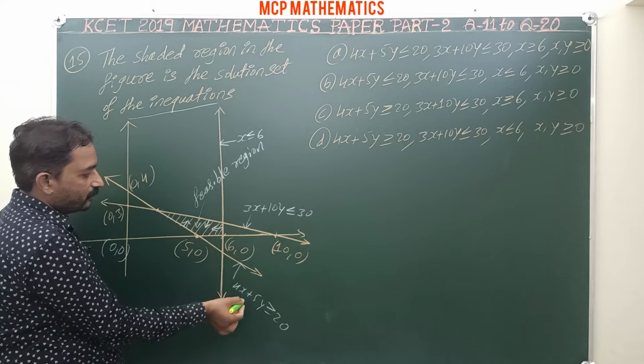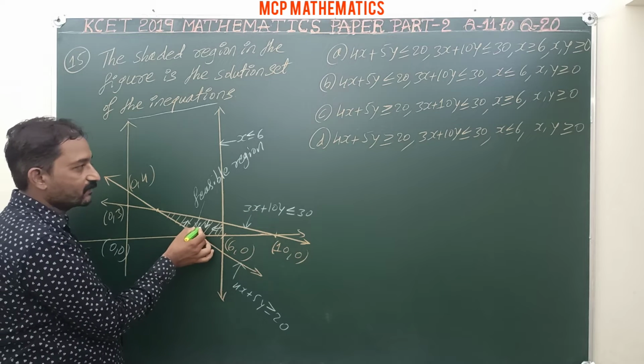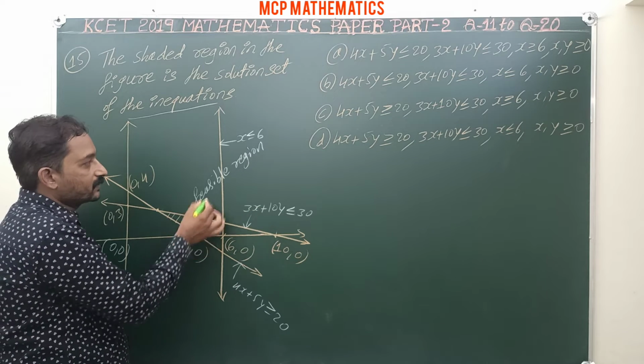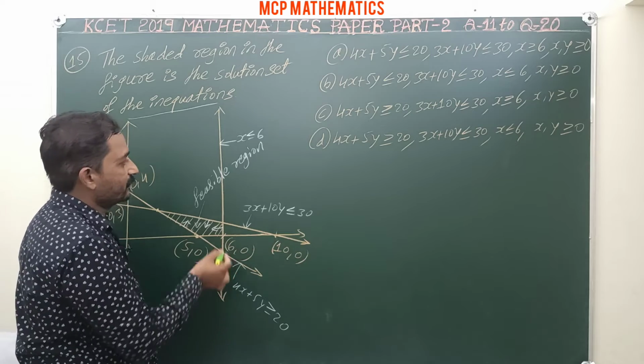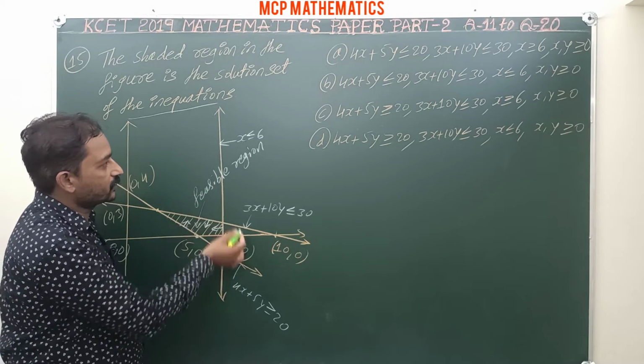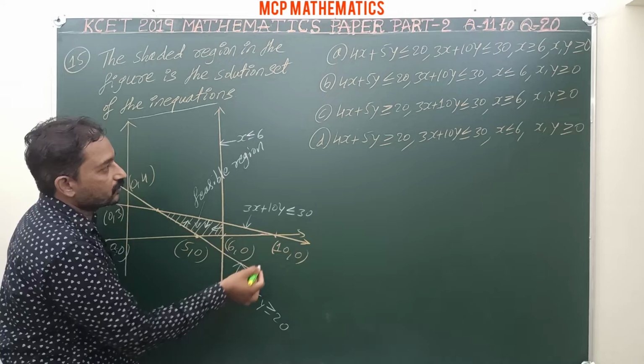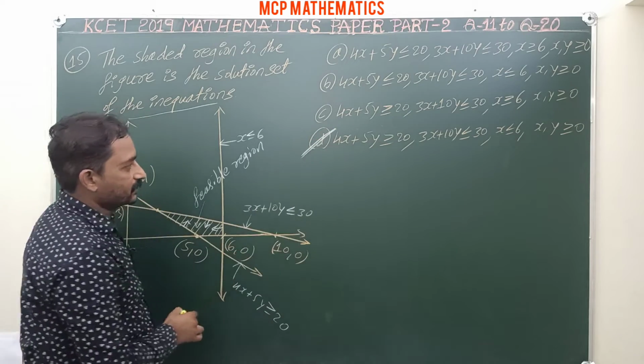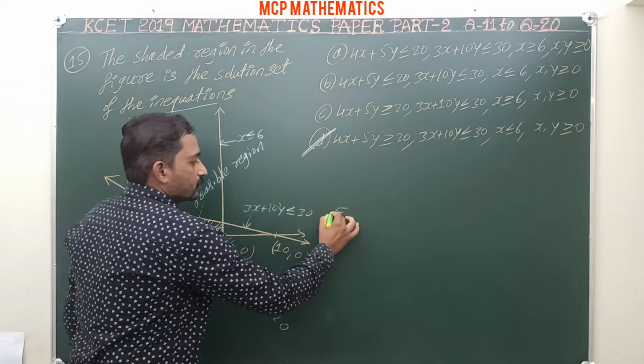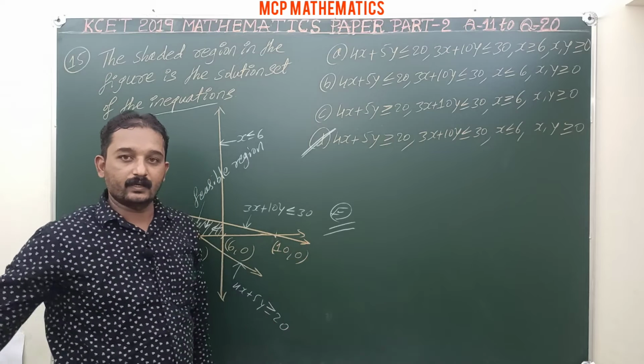These three inequations simultaneously satisfy this feasible region, hence these are correct. So which option satisfies these? Option D is correct in this case. So it is an easy question, all the students solve this question. Take down.